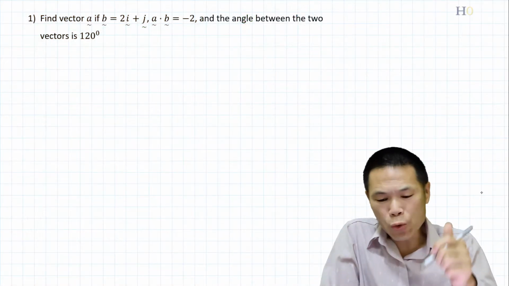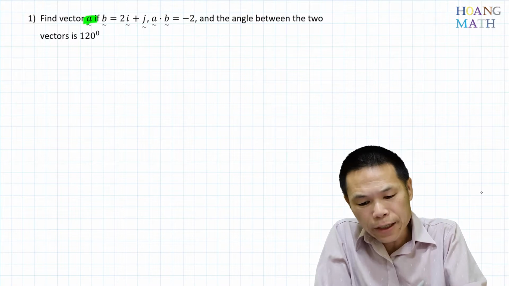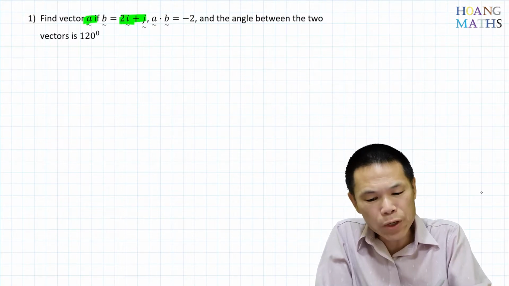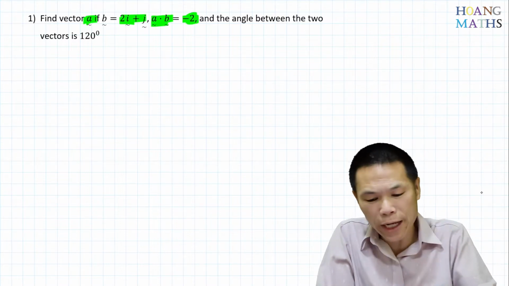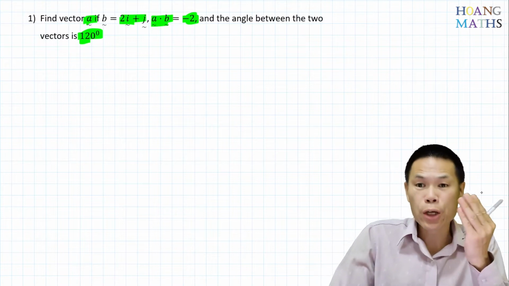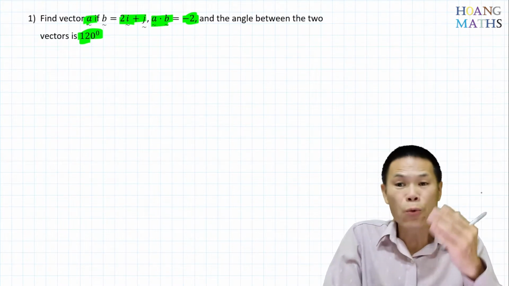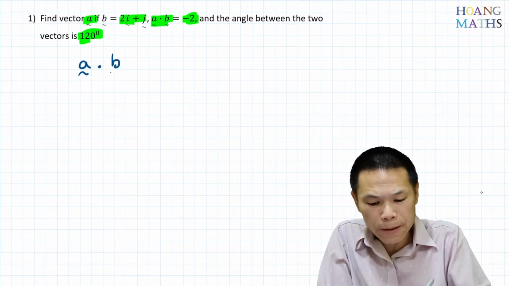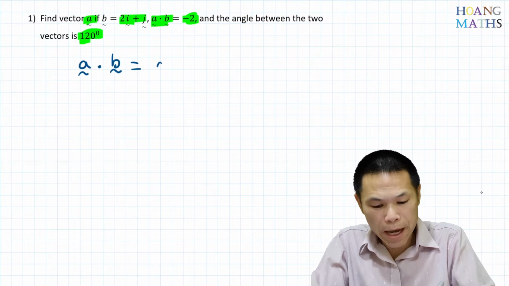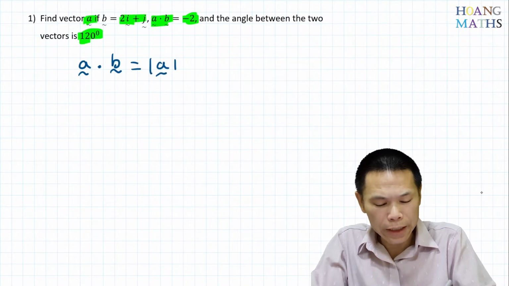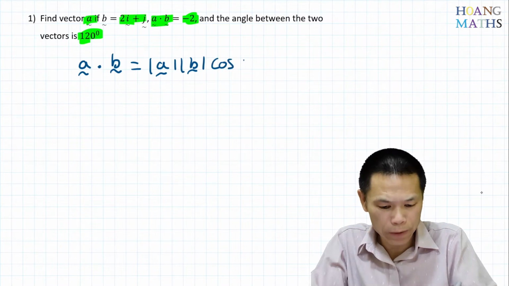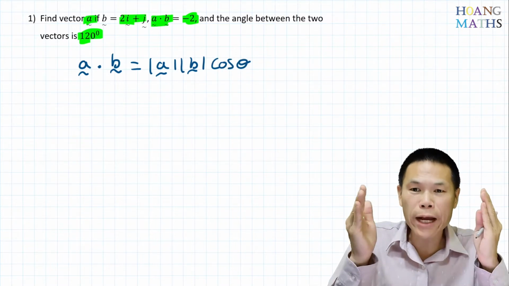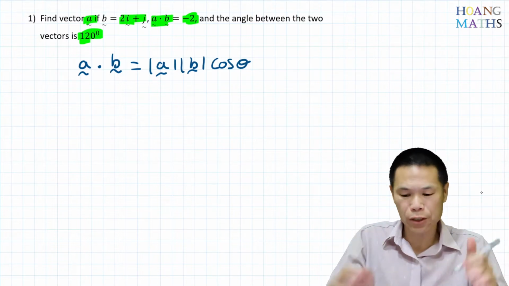First one, we need to work out the vector A, given that B is this, and we know that A dot B is -2, and the angle between the two vectors is 120 degrees. So first of all, we know that vector A dot vector B is equal to the magnitude of A times the magnitude of vector B times cos of the angle in between. So let me just work out vector A dot vector B first, okay?